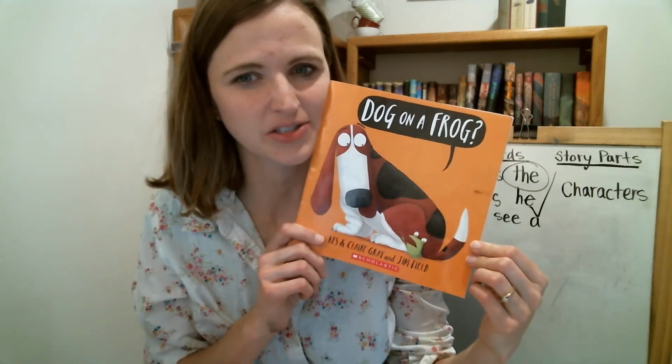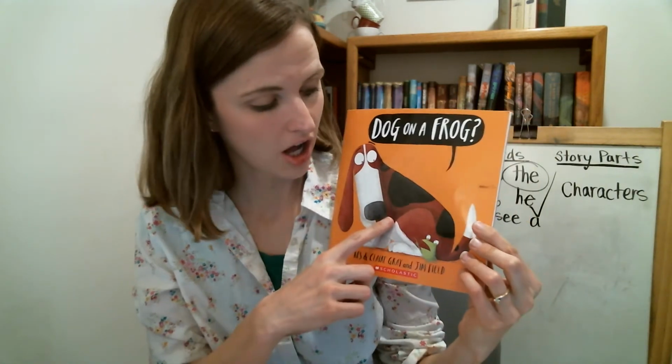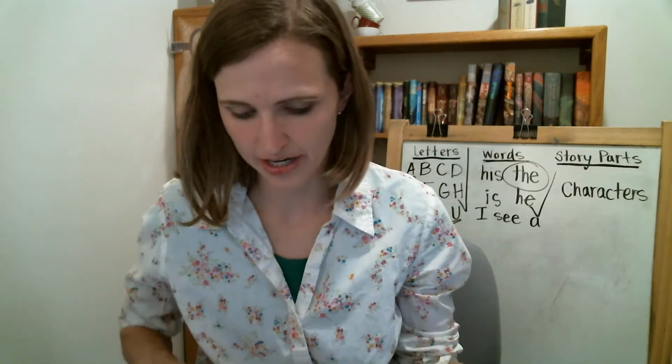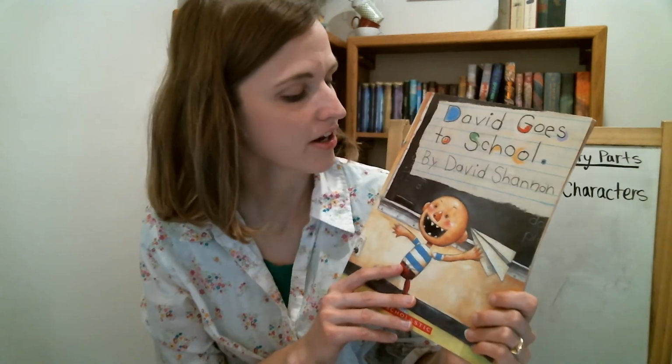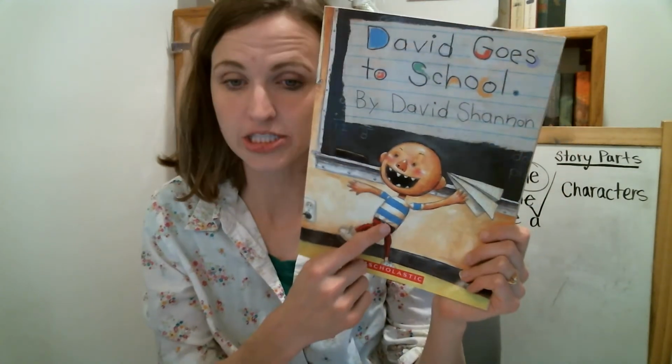Who are the characters in this story? There was Dog and Frog and the cat. They didn't have names, but they're still the characters, right? We read this story, David Goes to School. Who are the characters in this story? It's a person named David.